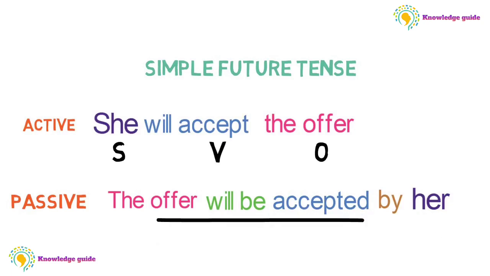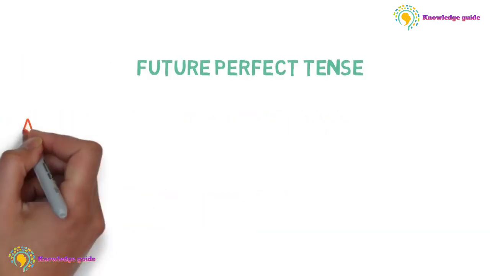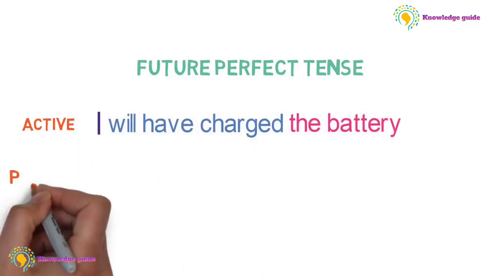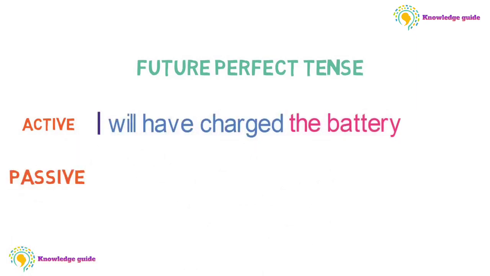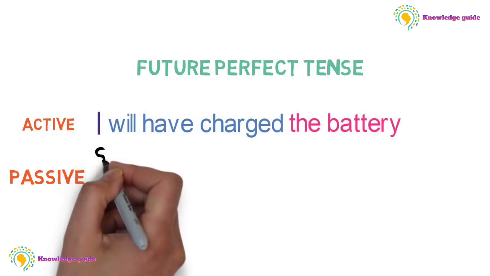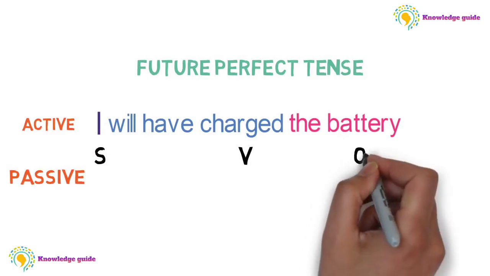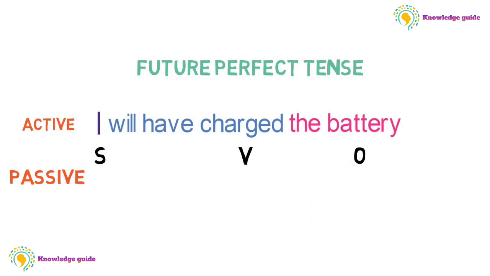Now let's see an example of future perfect tense. Active sentence: I will have charged the battery. In the passive sentence, firstly the subject is I, the verb is charged, and the object is the battery. Now let's swap the position of subject and object. Here I will change to me and be placed at the last position, and the battery in the first position.